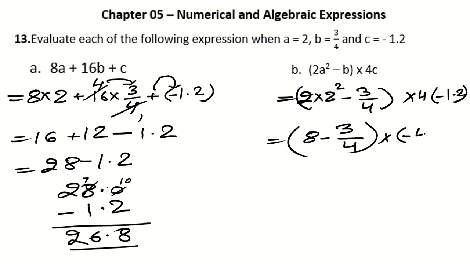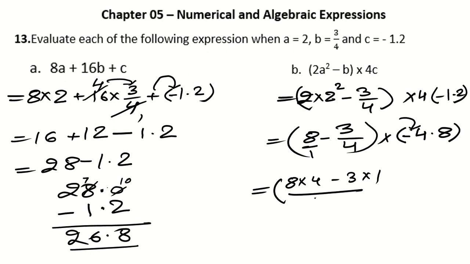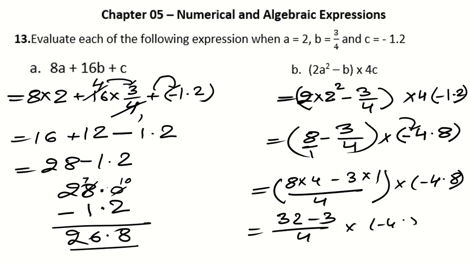So it will be negative 4.8. This is why I have written here negative, because positive multiplied by negative will be negative. Now here we are dealing in the bracket with the fraction and without fraction, so just to make them same, write here 1. Now cross multiply: 8 times 4, 3 times 1 over 4, 1 times negative 4.8. So this is 8 times 4, 32 minus 3 over 4 times negative 4.8.